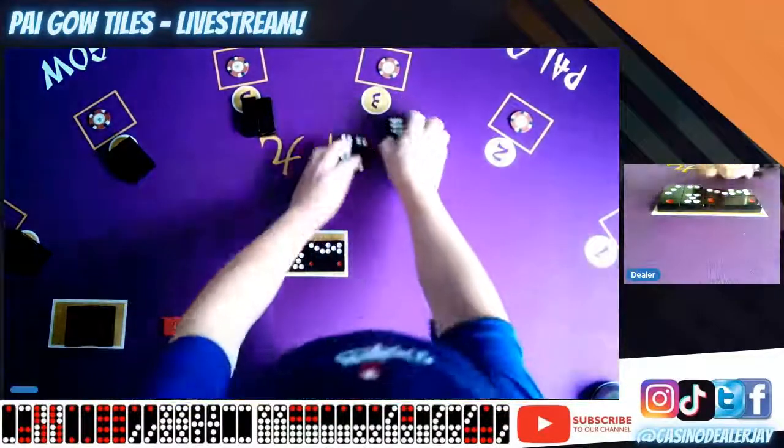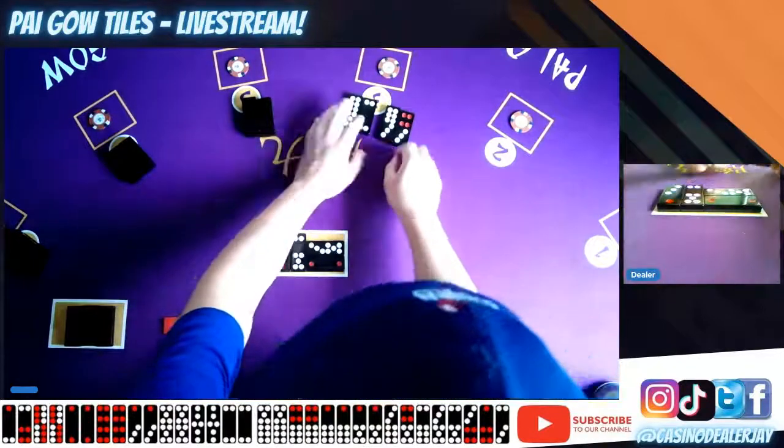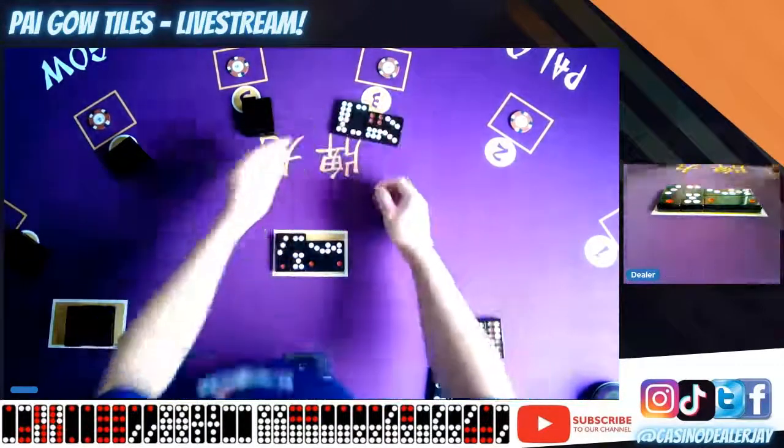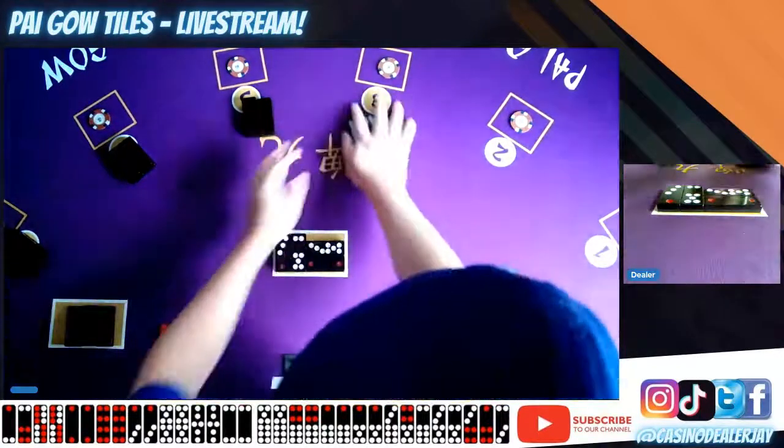Okay, in this example, I have to balance my hand. The closest I can make it is 5, 6. Again, the 5 beats the 1, the 6 loses to the gong, so that's a push.